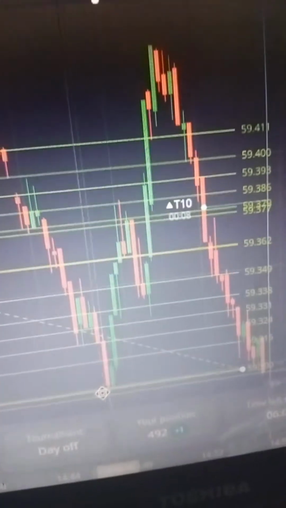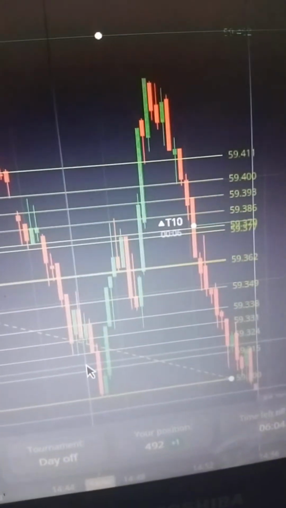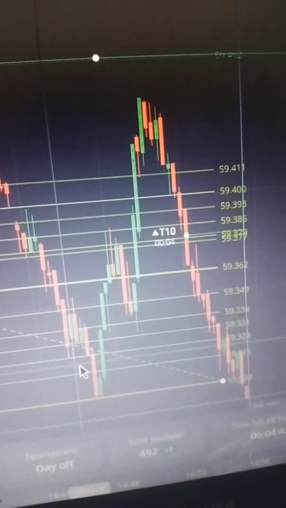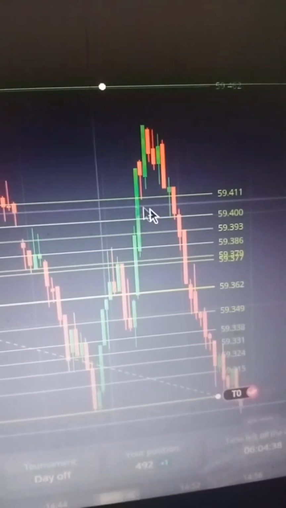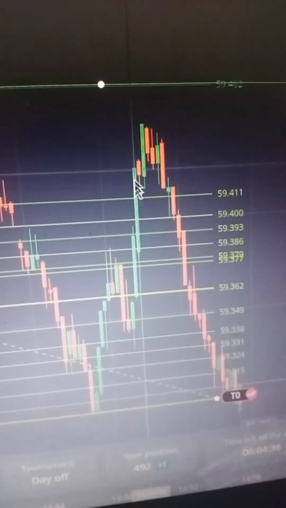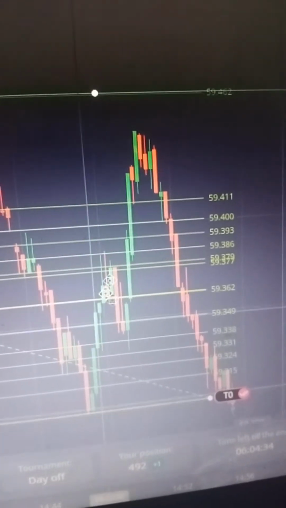So you use this swing low. They took this swing low, and then they took this swing high. So this is the dealing range here, right?